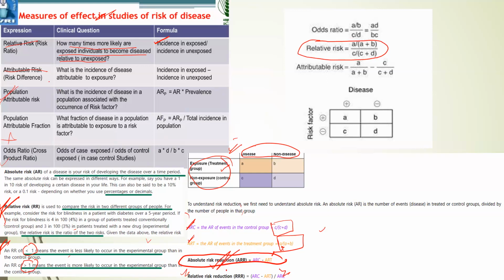Okay. Now, attributable risk. Remember, attributable risk is not a ratio, but it is actually a difference. It is the incidence of disease that is attributable to exposure. So it is nothing but incidence in exposed minus incidence in unexposed. And again, this is the formula you need to know about attributable risk.